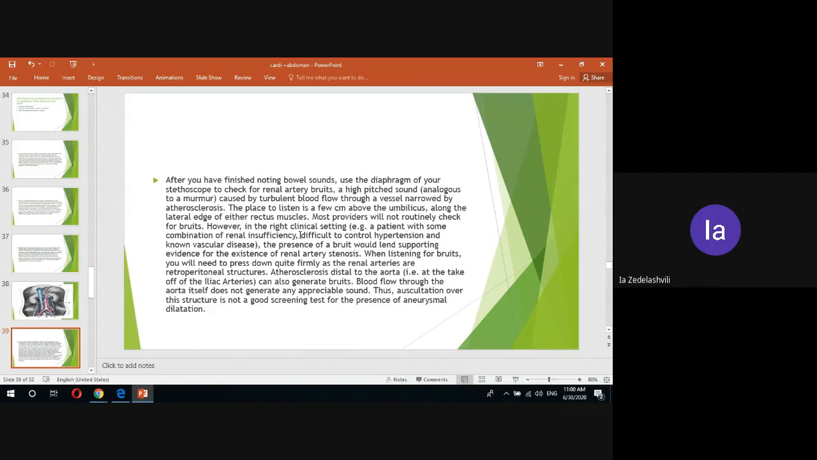When listening for bruits, you will need to press down quite firmly as the renal arteries are retroperitoneal structures. Atherosclerosis distal to the aorta at the take-off of the iliac arteries can also generate bruits. Blood flow through the aorta itself does not generate any appreciable sound. Thus, auscultation over this structure is not a good screening test for the presence of aneurysmal dilatation.